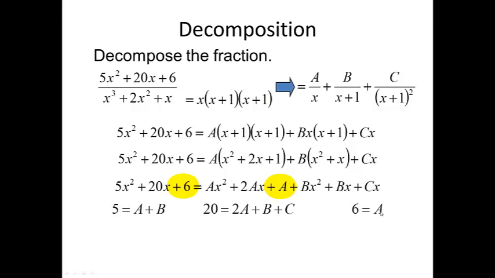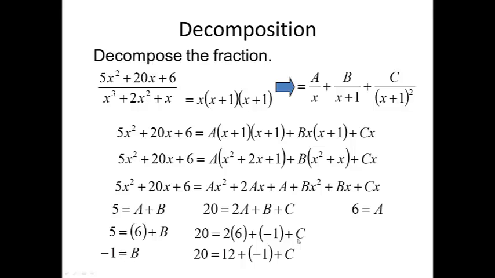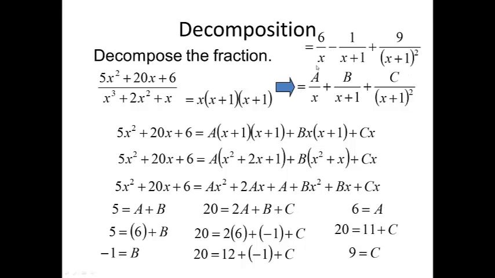All right, now I'm going to take the 6, put it back over here, and I can get a b. Subtract 6 from both sides. B is -1. Putting both a and b in here, I should be able to get c. 2 times 6 plus a -1 plus c. And I get 12 plus a -1, or 11. Subtract the 11 from both sides and get 9. Putting the a and the b and the c back up here, I finish off with 6 over x minus 1 over x plus 1 plus 9 over x plus 1 squared.